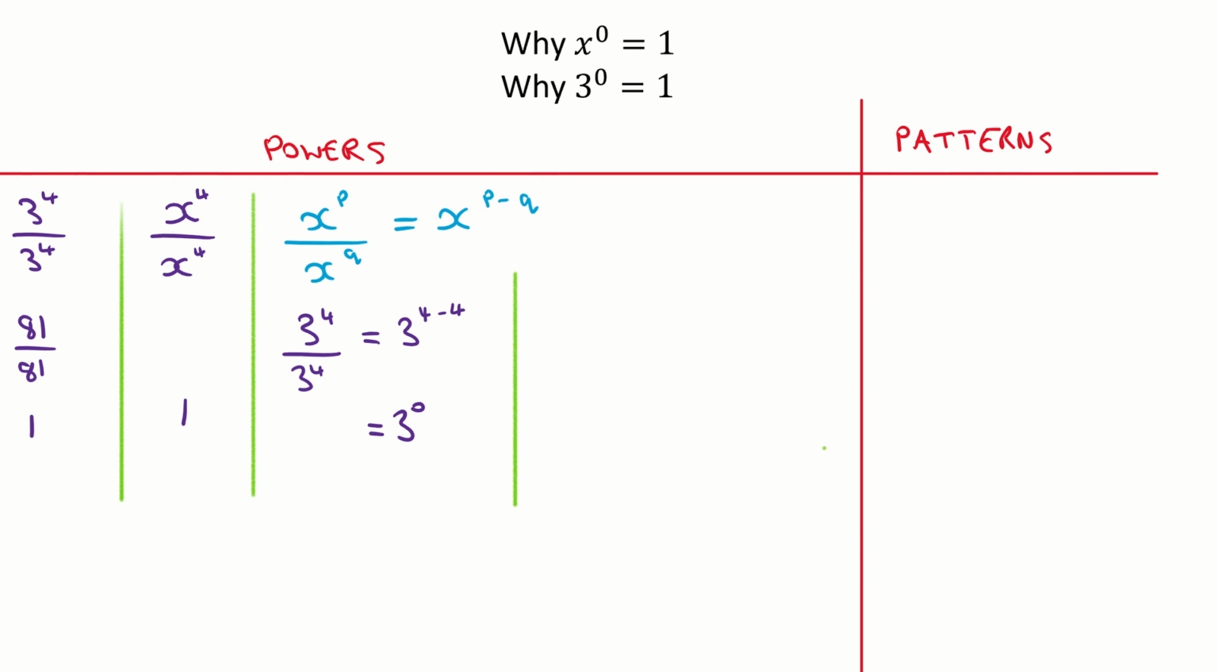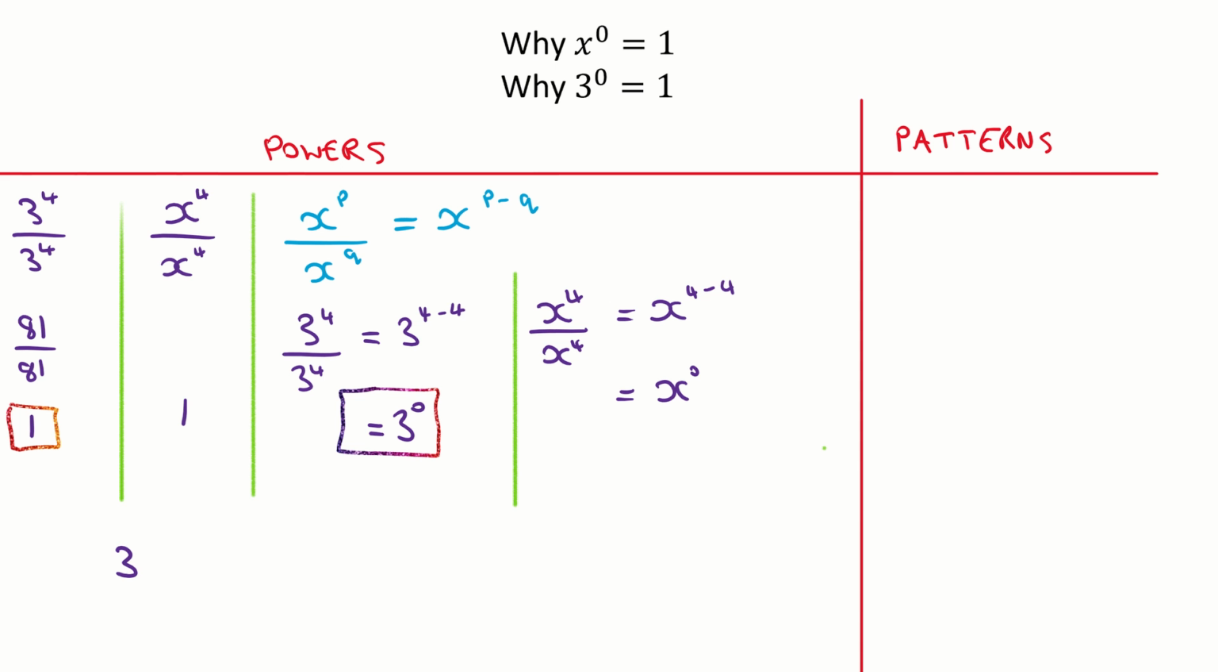Let's look at our second example again for a second, x to the power of 4 divided by x to the power of 4. Using our rules of logs, that's the same as x to the power of 4 subtract 4. Once again, 4 subtract 4 is 0, so that's x to the power of 0. So now we're in new territory. Look what we've just got. We have 3 to the power of 4 divided by 3 to the power of 4 is 1, but we also have 3 to the power of 4 divided by 3 to the power of 4 as 3 to the power of 0. So let's make that conclusion.